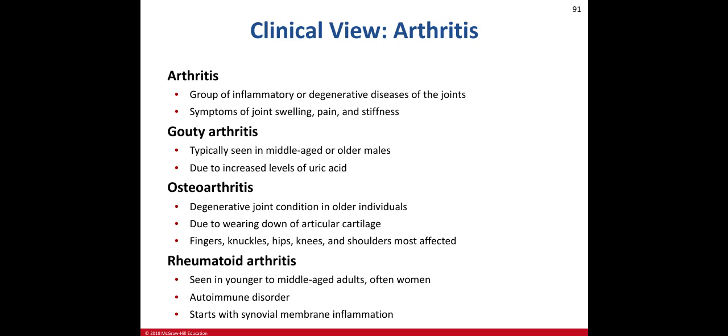Osteoarthritis is usually seen in older individuals by the wear and tear of their cartilage. And we see this often in fingers, knuckles, hips, knees, shoulders. Rheumatoid arthritis is in younger people, middle-aged adults, usually in women. That's an autoimmune disorder, and that starts with synovial membrane inflammation and then damage to the articular cartilage.